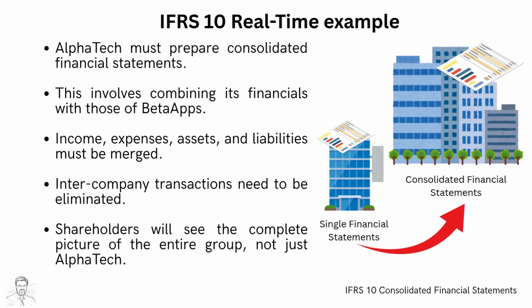And what does that mean for the financial statements? It means Alphatech must now prepare consolidated financial statements. So they can't just show their own numbers. They have to combine their income, expenses, assets, liabilities with those of Beta Apps and present them as if it's just one single economic entity. Any transactions between the two, like sales or loans, need to be eliminated in consolidation. And shareholders looking at the statements will get the full picture, not just of Alphatech on its own, but of the whole group.